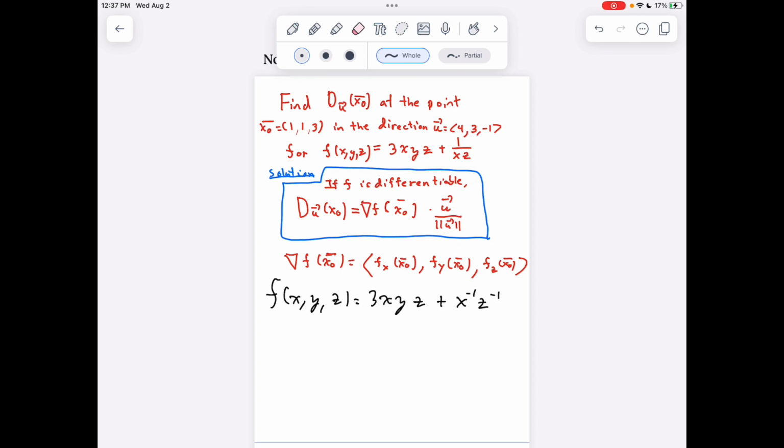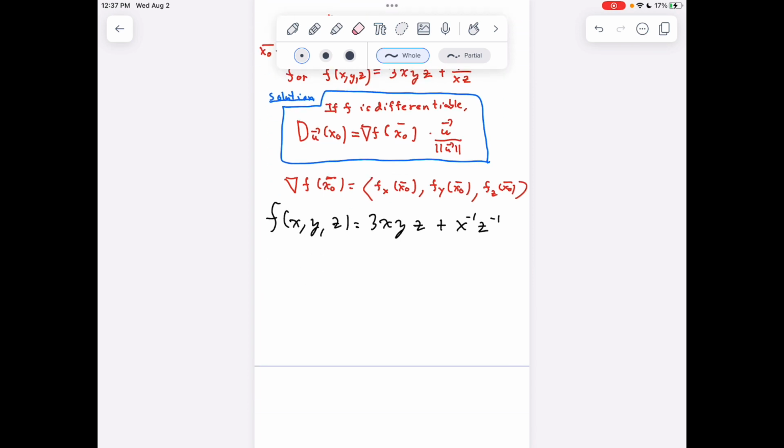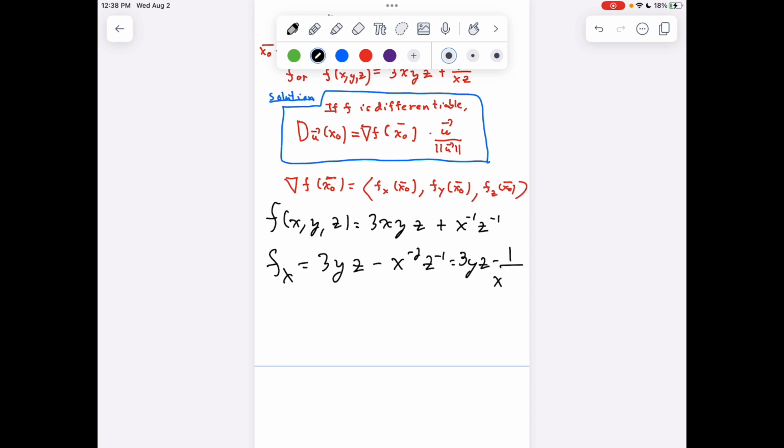All right, so let me start by finding the gradient of my function. The gradient is equal to the partial derivatives of all your independent variables, evaluated at the point given. So in this case, f of x, y, z equals 3xyz plus x to the minus 1, z to the minus 1. I'm going to have to take 3 partials because I have 3 independent variables. Starting with f_x, I would have 3yz minus x to the minus 2, z to the minus 1, or 3yz minus 1 over x squared z.